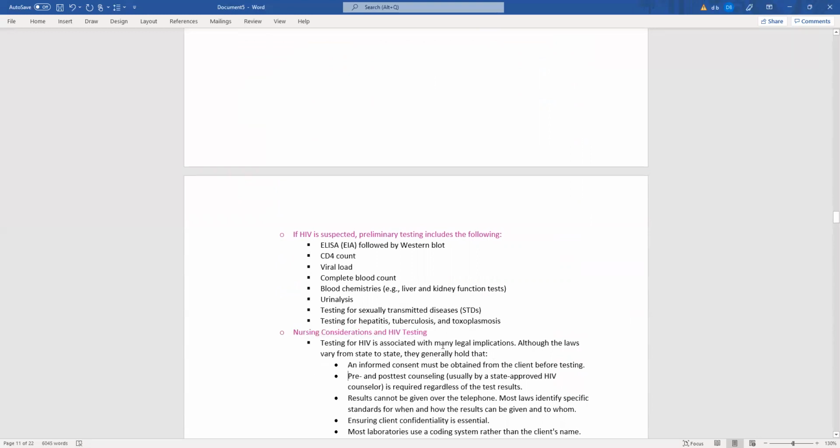Nursing consideration and HIV testing: testing for HIV is associated with many legal implications, although the laws vary from state to state. They generally hold that informed consent must be obtained from the client before the test.